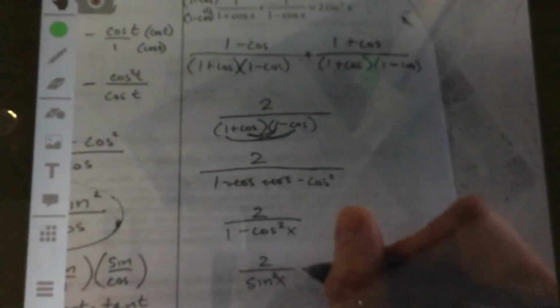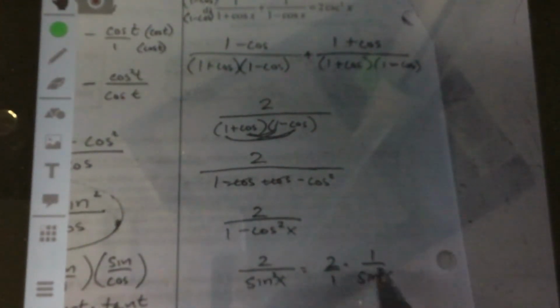Or you could think of this as 2 times 1 over the sine squared of x, because that's what you could break this into. And then 1 over sine squared is the cosecant squared. So this is 2 cosecant of x squared.